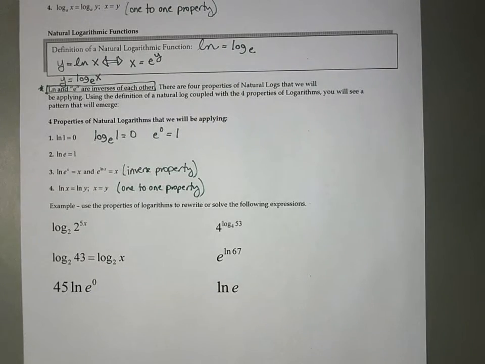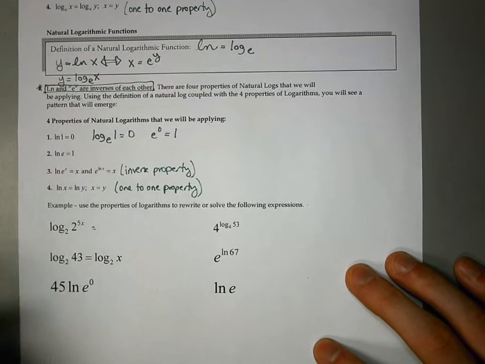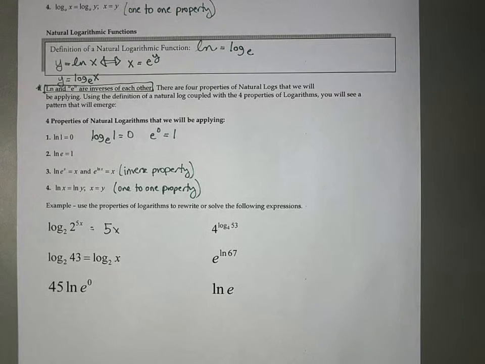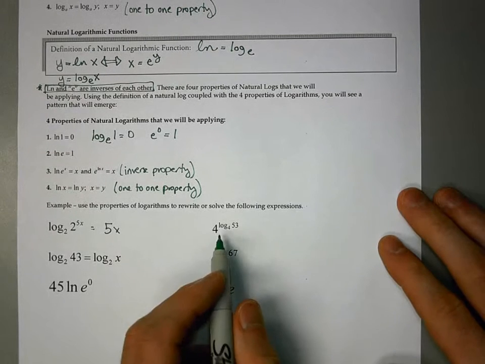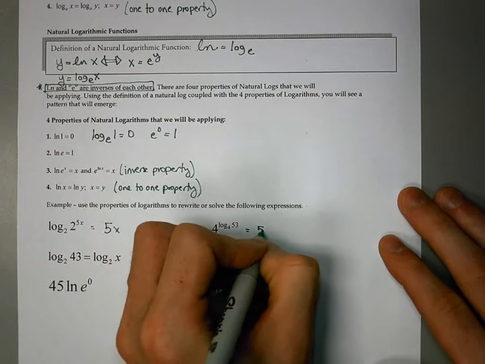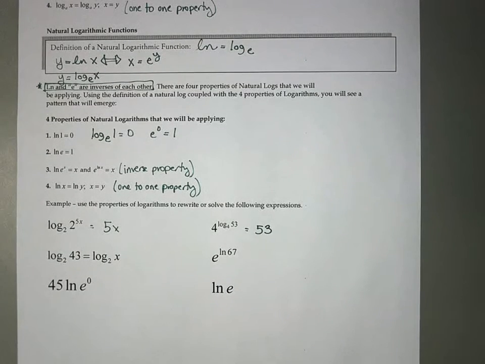So a couple of examples that we've got here. Log base 2 of 2 raised to the 5x. That's our inverse property that we're applying. So the log base 2 and 2 are really going to cancel each other out, which is going to leave us with just a 5x. 4 raised to the log base 4 of 53. Once again, that's the inverse property. The 4 and the log base 4 are inverses of each other, so we're left with 53.